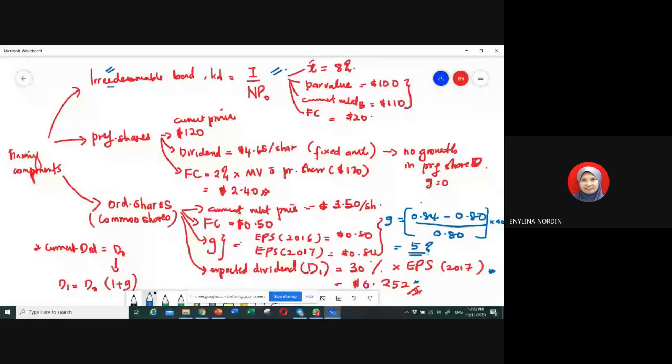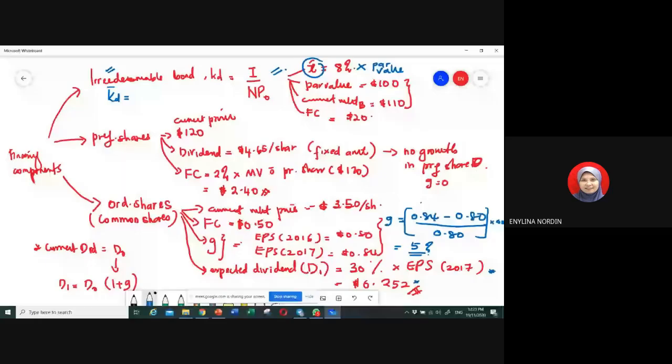So therefore, KD equals what is the interest amount? Since the interest rate is 8%, you have to multiply by par value. This one I already mentioned in the lecture, where the interest amount must be paid based on the par value or nominal value. Sometimes the question will use the words par value, nominal value, or principal amount. In this case, the par value is 100. So the interest amount is going to be 8 ringgit.